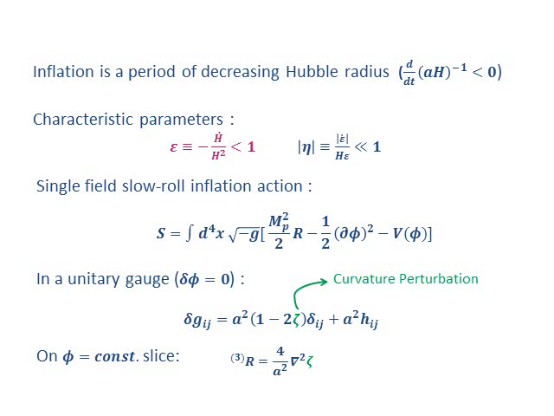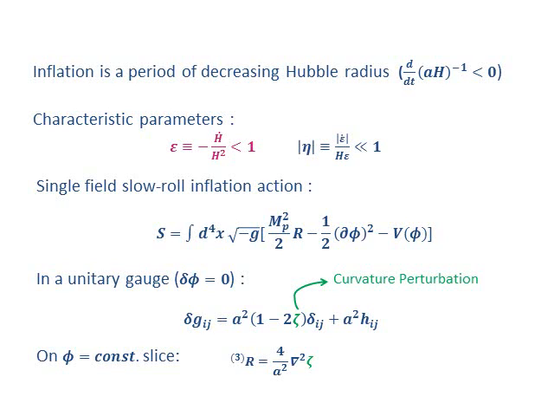As we know, standard hot Big Bang cosmology has some problems like the horizon problem or the flatness problem. To solve it, we extend time to a period called inflation, which has one remarkable property, and that is the Hubble radius, which is the inverse of aH, should be decreasing.